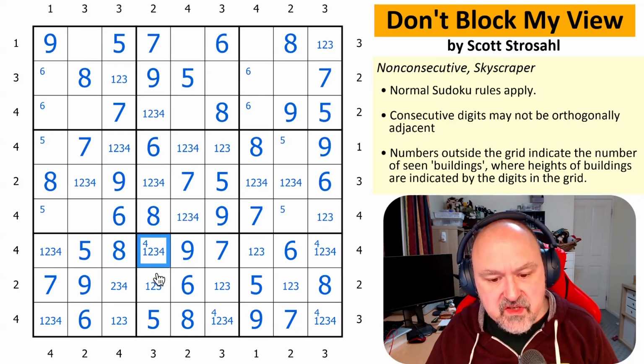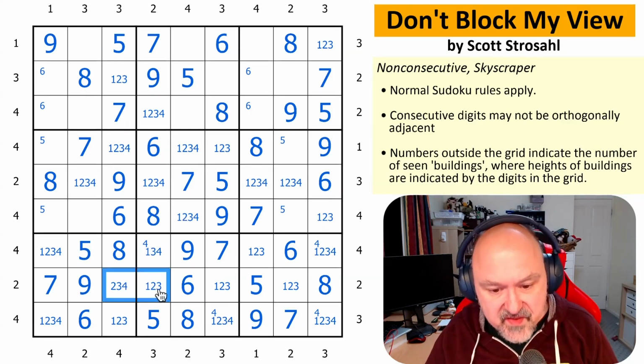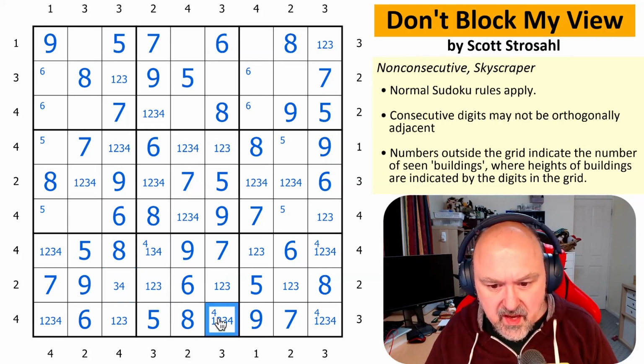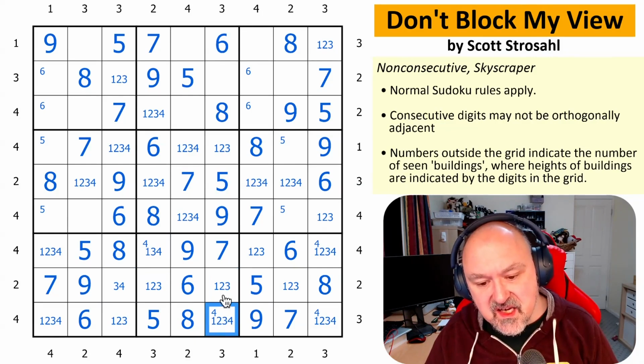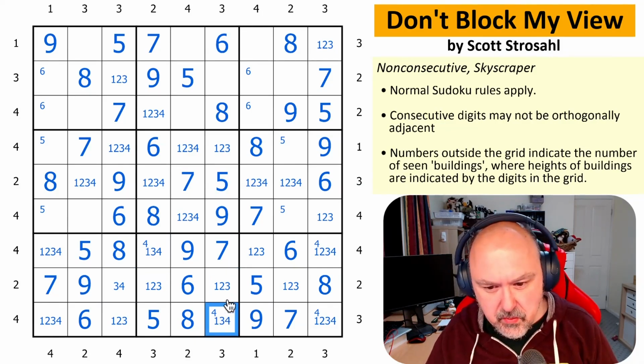Because if that was a 2, this couldn't be a 1 because it would be consecutive with a 2. That couldn't be a 2 because it would be next to a digit, the same digit. And that couldn't be a 3 because it would be consecutive with a 2. That can't be a 2. And for the same reason, that can't be a 2. And that can't be a 2. So anything consecutive with a 1, 2, 3 can't be a 2.